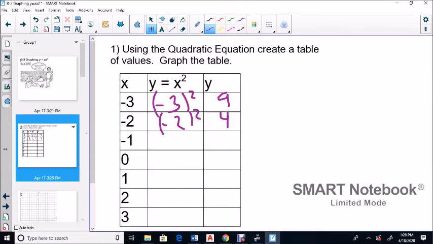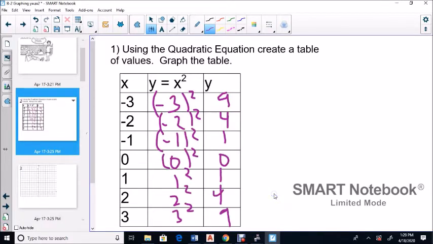Now, you can pause the video and fill in the rest of that table. Okay, now I filled in the rest of the table. It's 9, 4, 1, 0, 1, 4, 9. Now we're going to go and graph it. So I've done all the work. Now we're going to go graph it. So at -3, we're at 9, then 4.